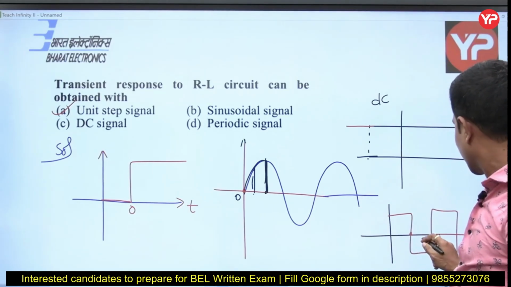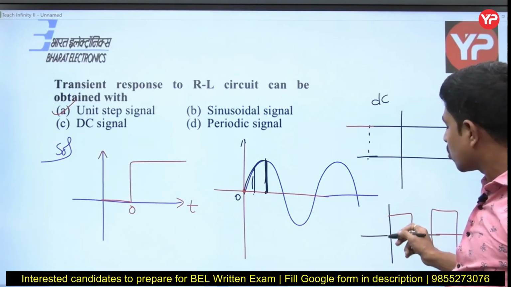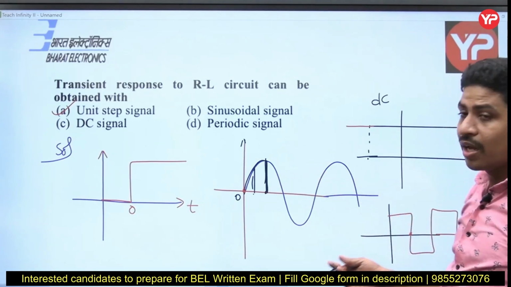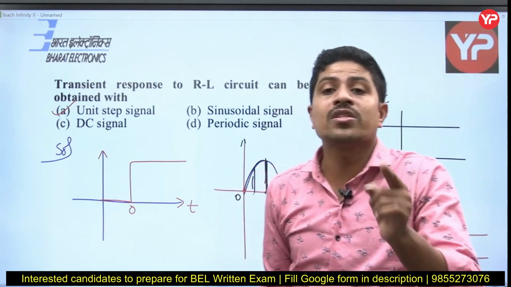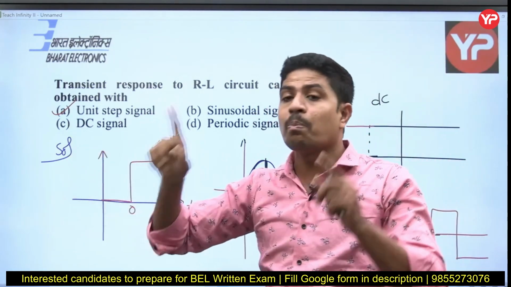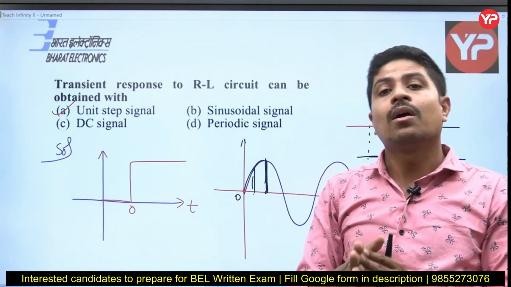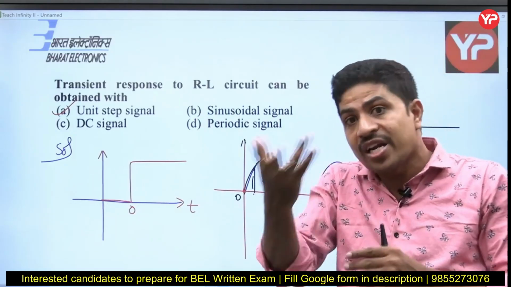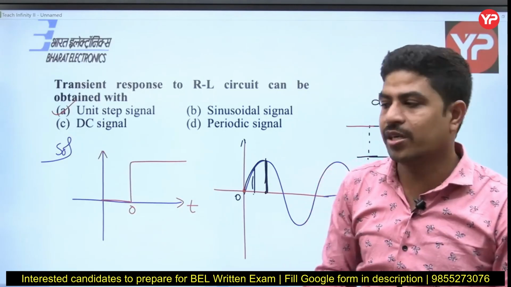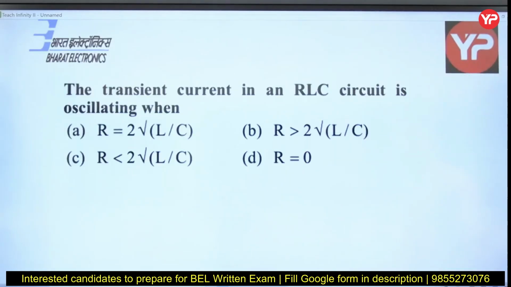Any periodic signal also can give you a transient, but it depends. See, this is a periodic signal, this is also a periodic signal. At what point of time you are closing the switch is important. One thing is sure, a step signal will give you pakka transient. Remaining may or may not, there is some condition for that. But for a step, wherever you close the switch, definitely you will get a transient, right? Let's go to the next question, please.